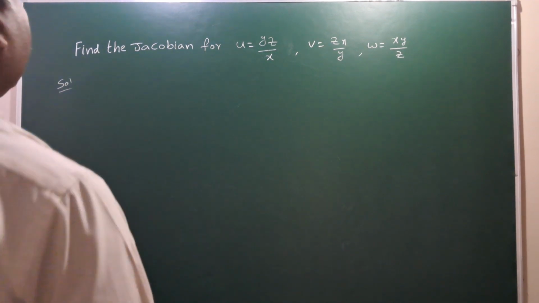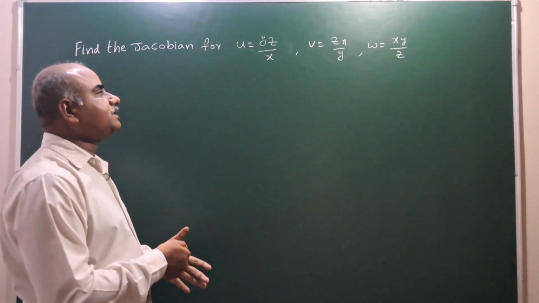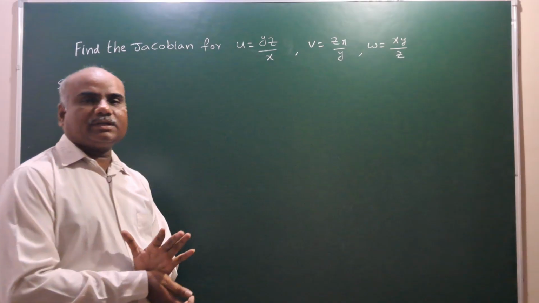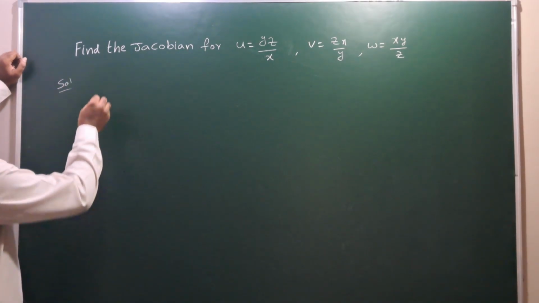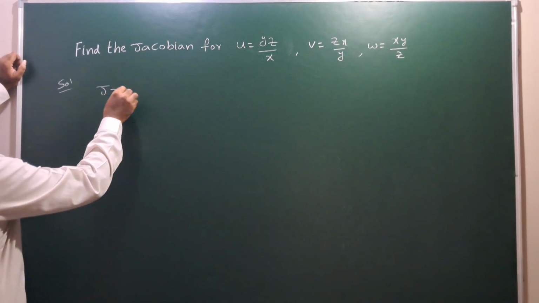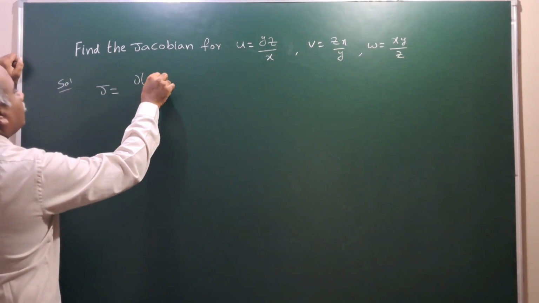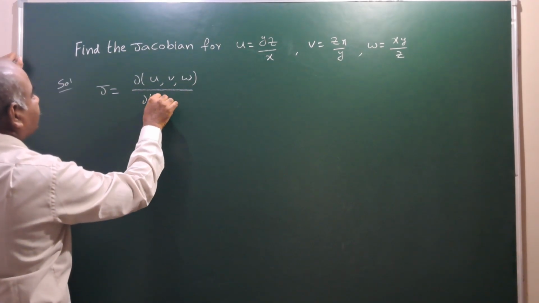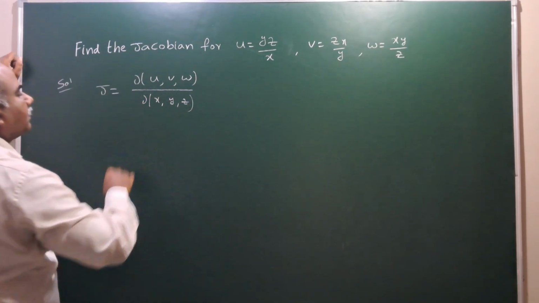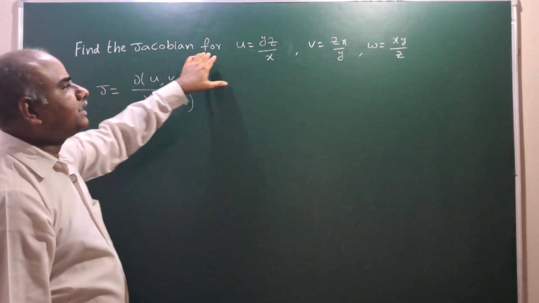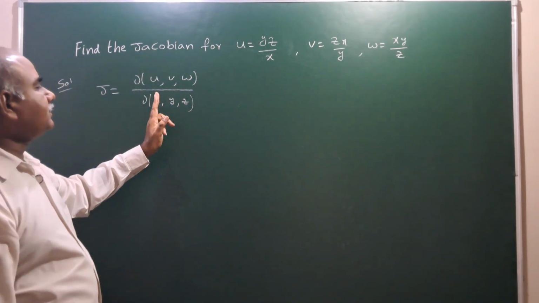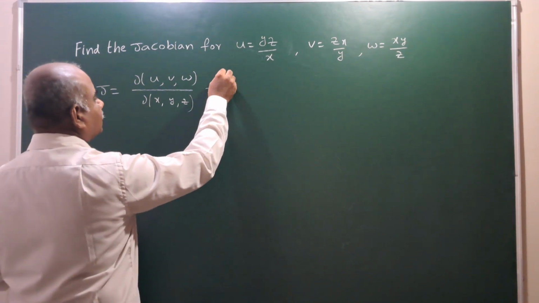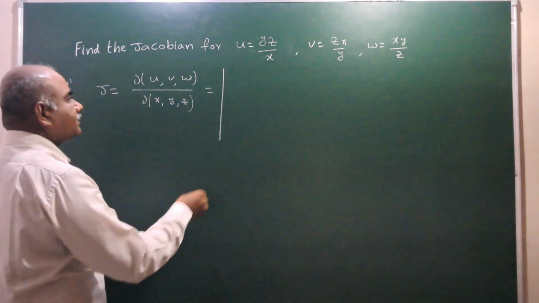Find the Jacobian for the functions u is equal to yz by x, v is equal to zx by y, w is equal to xy by z. Okay. So the Jacobian can be written as J is equal to ∂(u,v,w) by ∂(x,y,z). That is, we have to differentiate all these functions with respect to x, with respect to y, with respect to z, and then write the determinant of those partial derivatives.